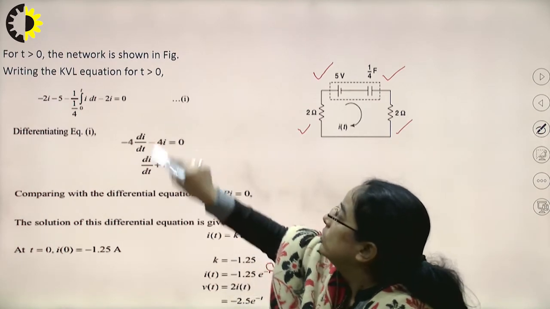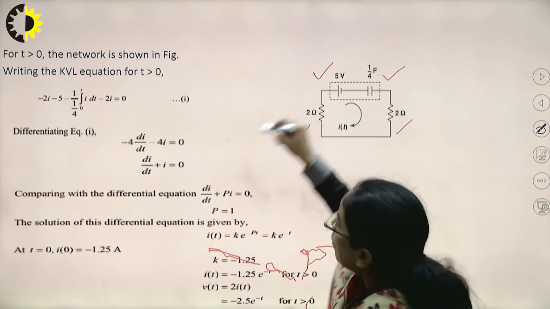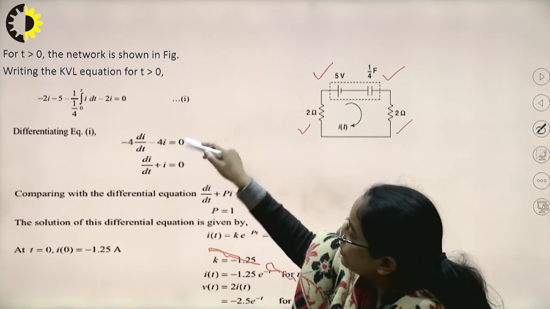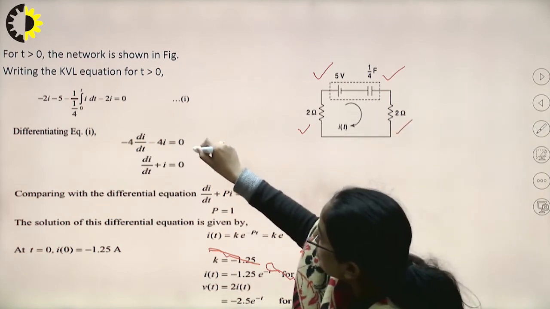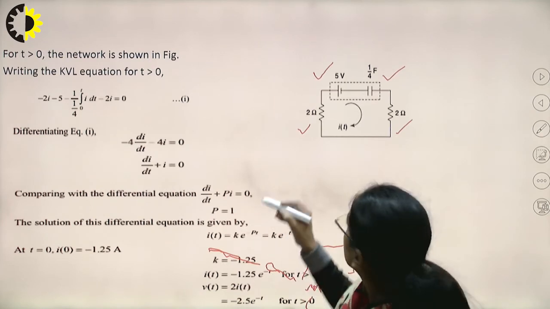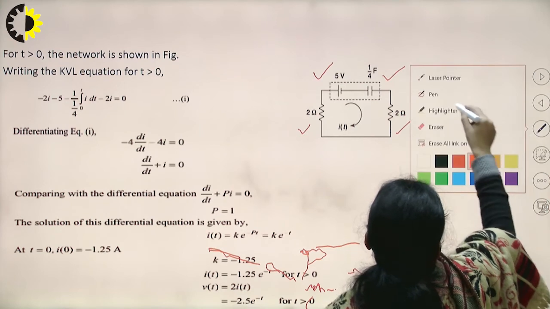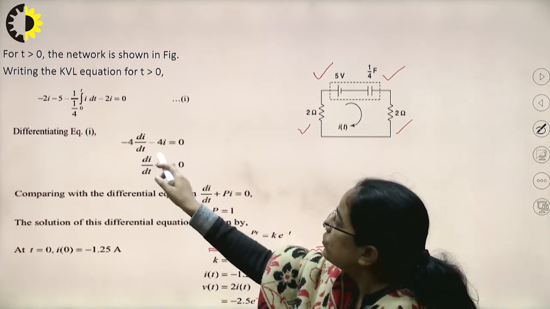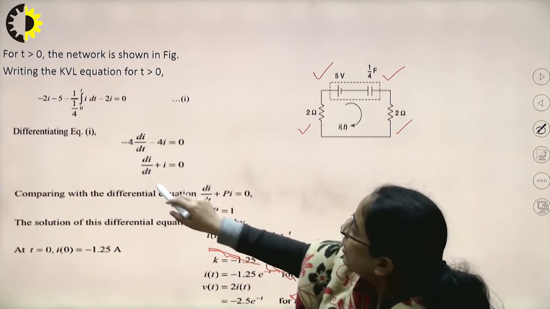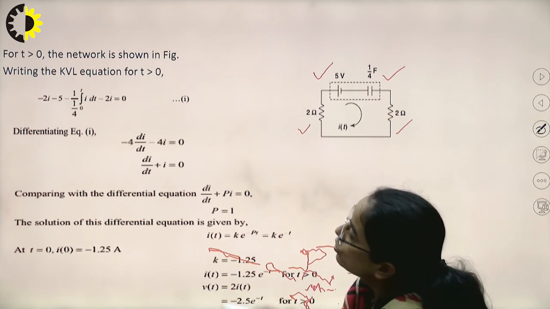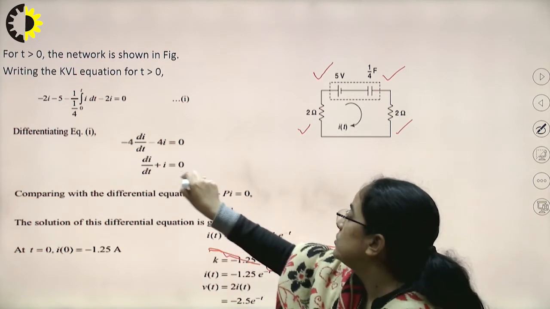Now this is in the form of integration, so we will differentiate this equation. So this is minus 4 di by dt minus 2i, so this is 4i, and we are differentiating this. The 5 will be 0, d by dt of 5. So now we have this simple equation.